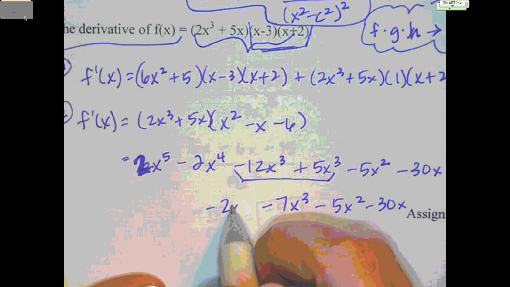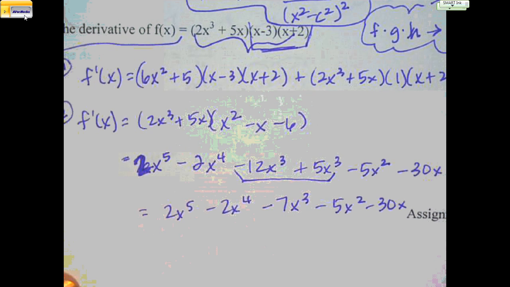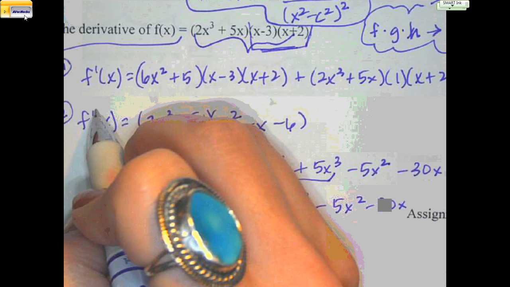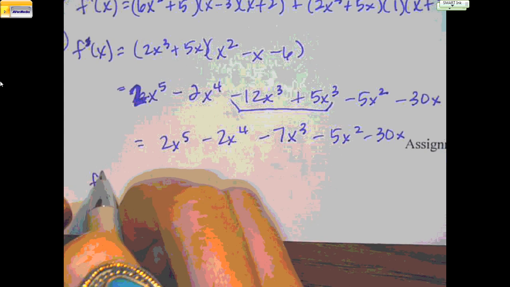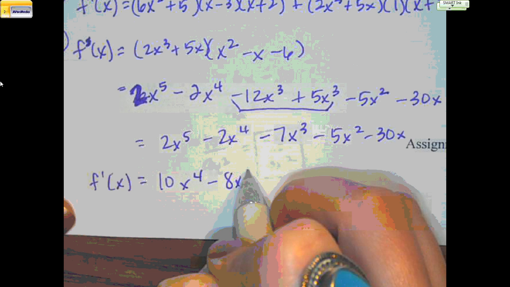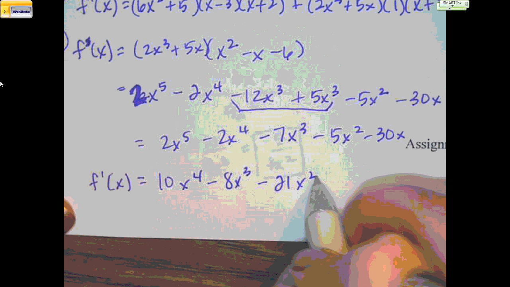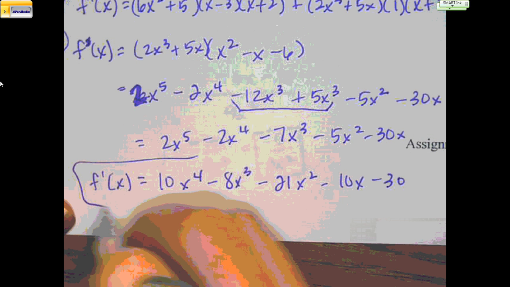Rewrite the rest of the problem. I don't even know why I put derivative there, because that's not even what that is. Now we're on derivative. Whoops, sorry. Now find the derivative, and that's the easy part. The calculus is not the hard part. So we have 10x to the 4th minus 8x cubed minus 21x squared minus 10x minus 30.